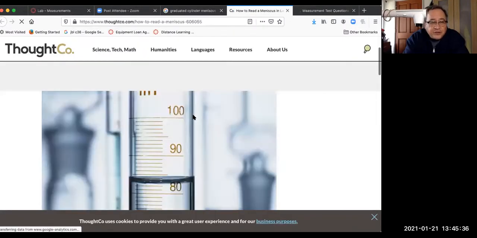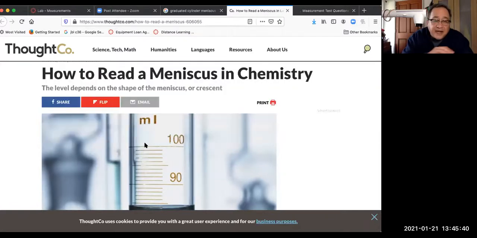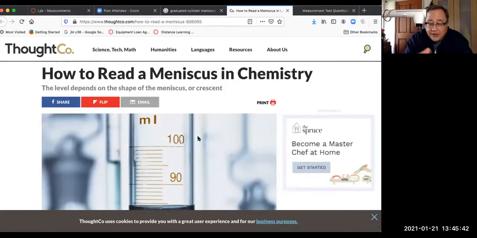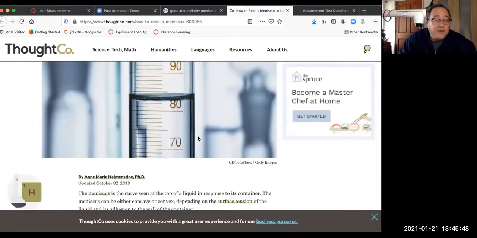Okay, so do you see the image at the top says mL, so that's milliliters. And you see the 100, the 90, and the 80? I want you to tell me what you would record for the volume in this cylinder. And now we're looking at a real meniscus, and you see it's not as easy as the cartoon drawing. So once you have a value, give me a thumbs up and we'll move from there.